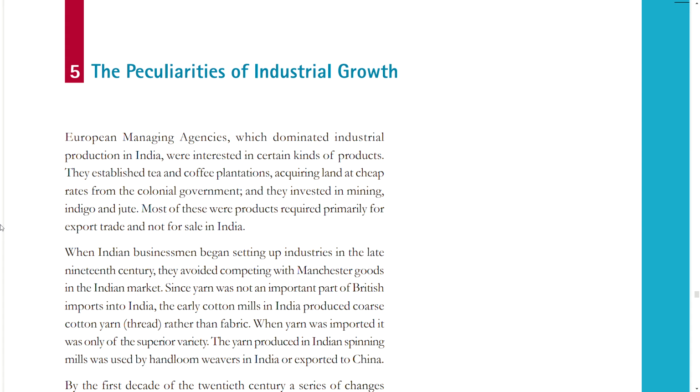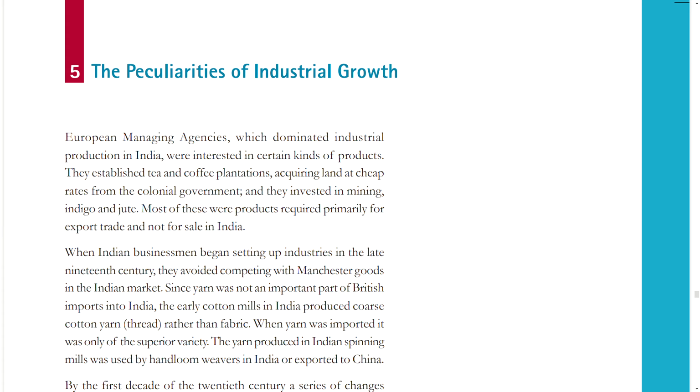Five: The peculiarities of industrial growth. European managing agencies, which dominated industrial production in India, were interested in certain kinds of products. They established tea and coffee plantations, acquiring land at cheap rates from the colonial government, and they invested in mining, indigo and jute. Most of these were products required primarily for export trade and not for sale in India.